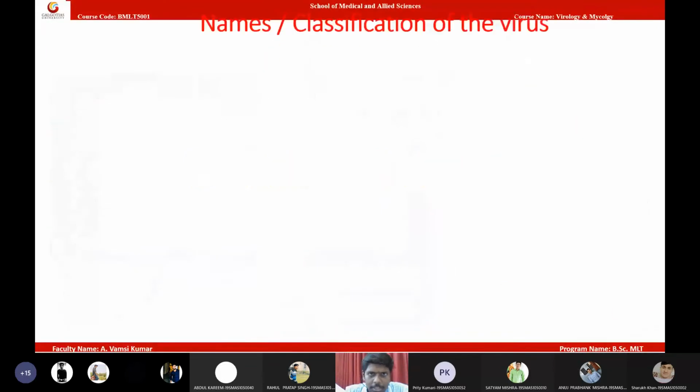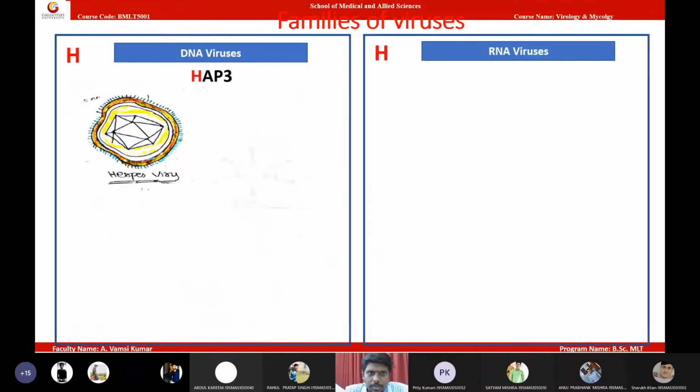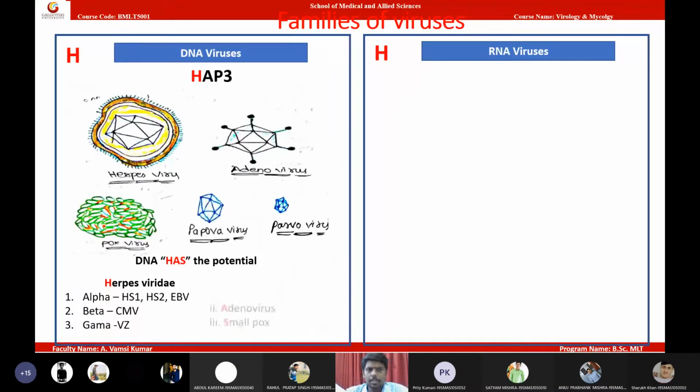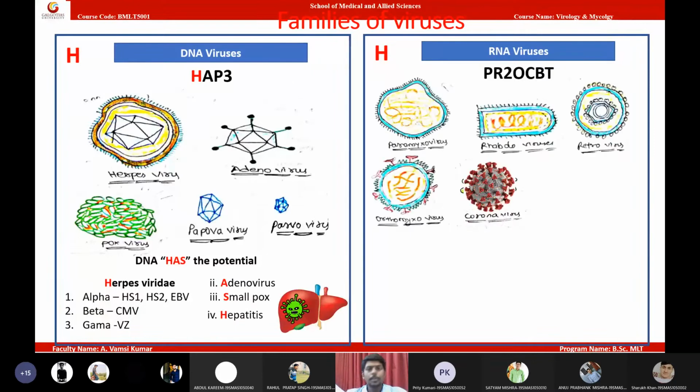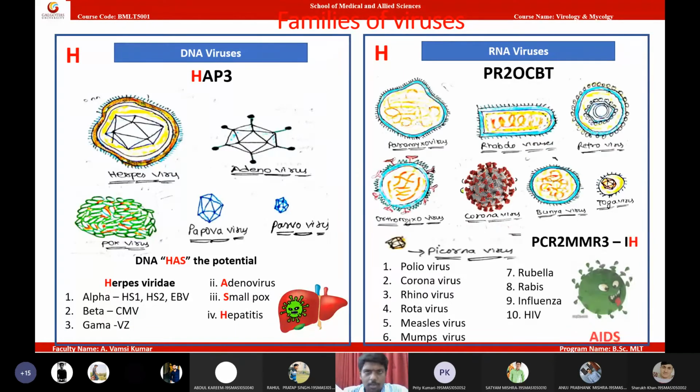A rudimentary ideology about its replication. Then one thing I forgot to discuss, students, in the morphology. I hope you already know what DNA viruses and RNA viruses are. Depending upon their symmetry, tell me the types of viruses according to the symmetry. How many symmetries do we have for the viruses? Tell me the symmetries of viruses.